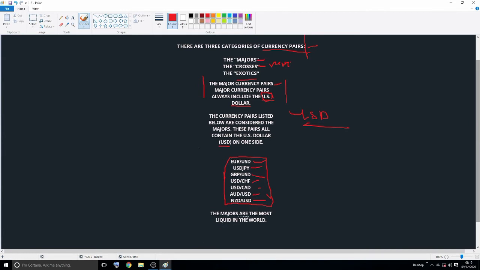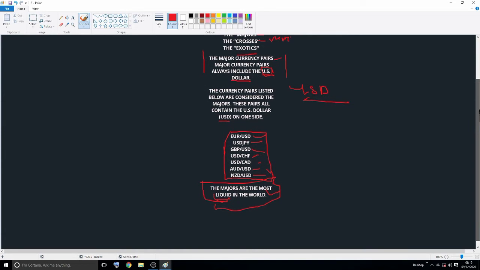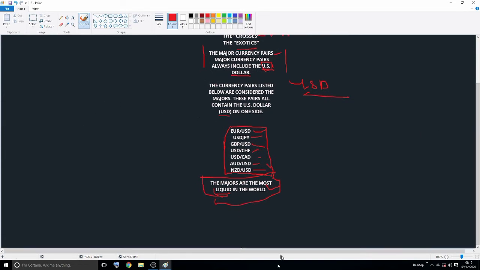The majors are the most liquid in the world. By liquid, we mean the most traded. They move a lot. They are more active than other pairs. So major currency pairs always include the US dollar. Don't forget that. If it has the US dollar, it's a major.